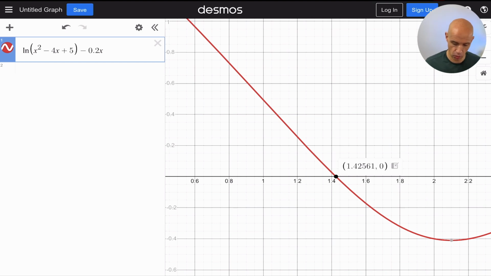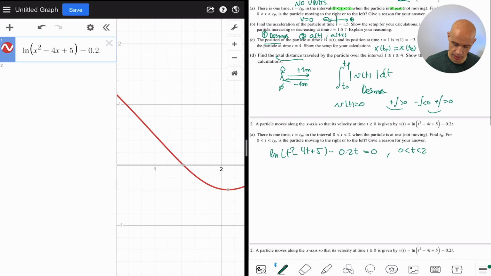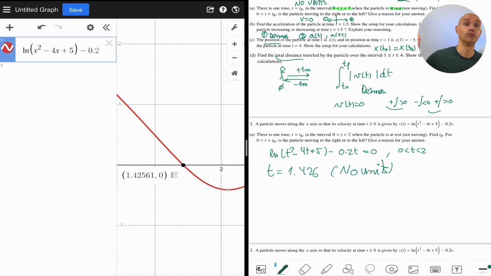So let's bring back our notes here. So let's see, good notes, and we have it here, and then yes. So we have that was t is 1 point something, right? Let's try to find it again. 1.426, and there are no units. Remember, no units. Well, we didn't ask for it, so that's it.